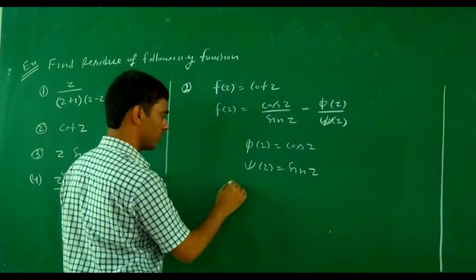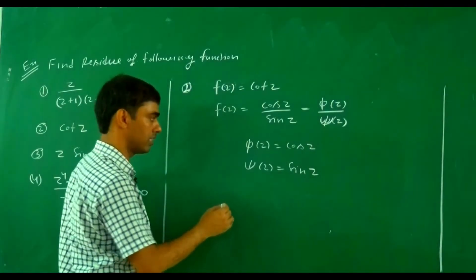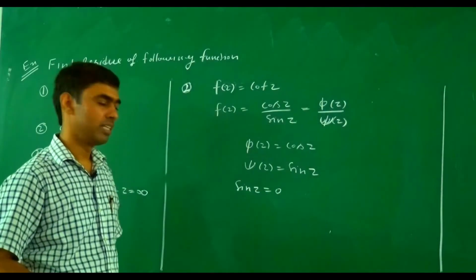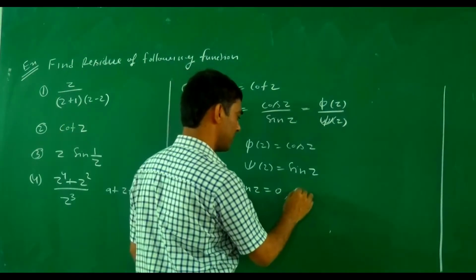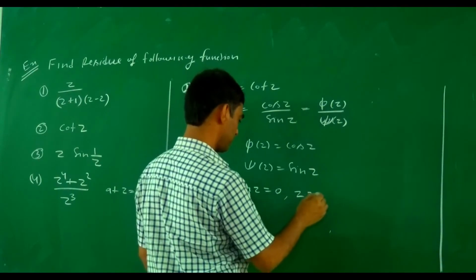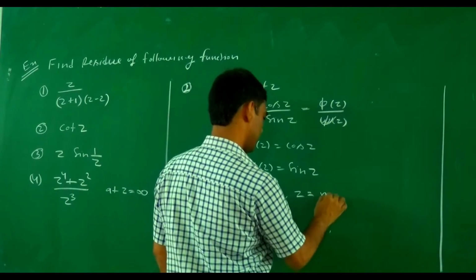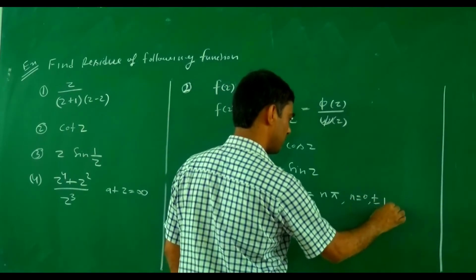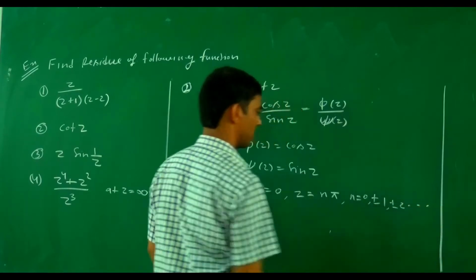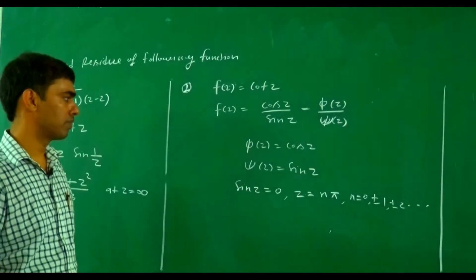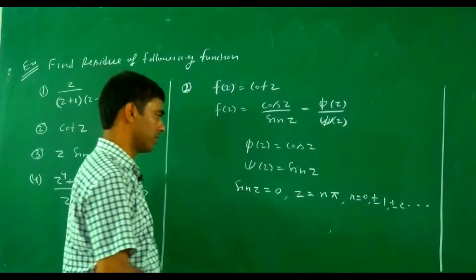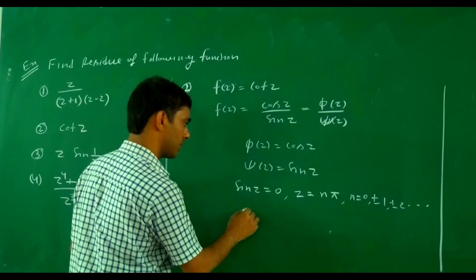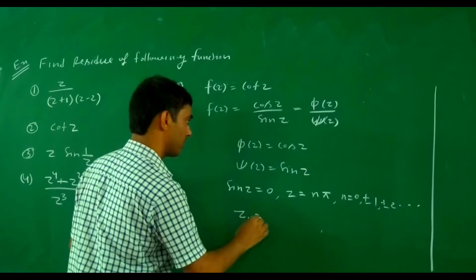By putting the denominator equal to 0, we are able to find the singular points. So sin z equal to 0. If sin z equal to 0, then what is the value of z? z equal n pi, where n is 0, plus minus 1, plus minus 2 and so on. So what are the singular points?